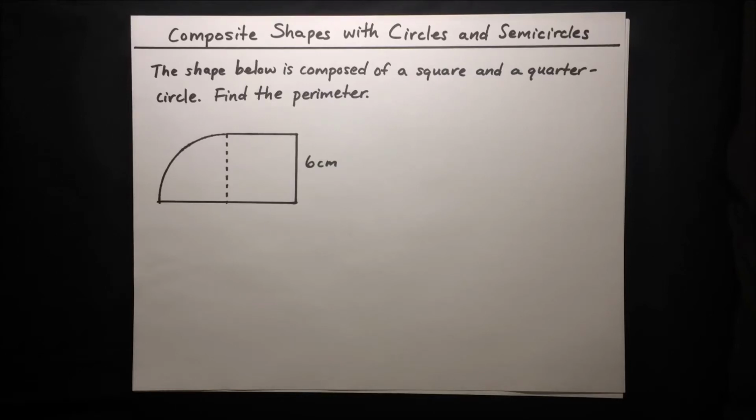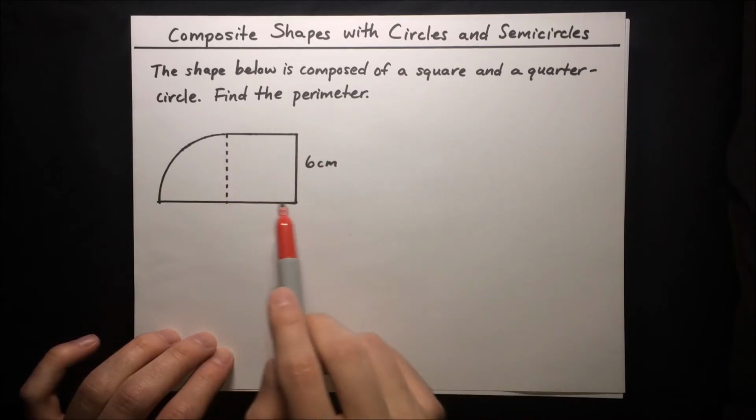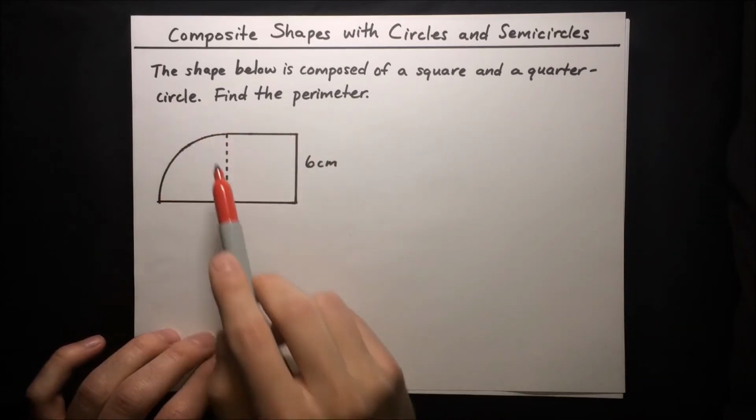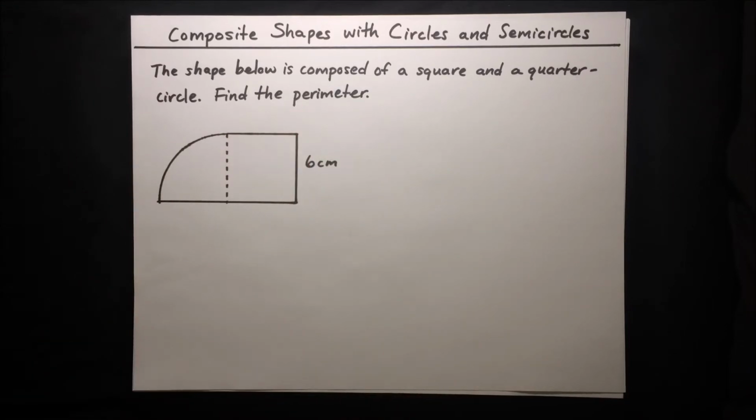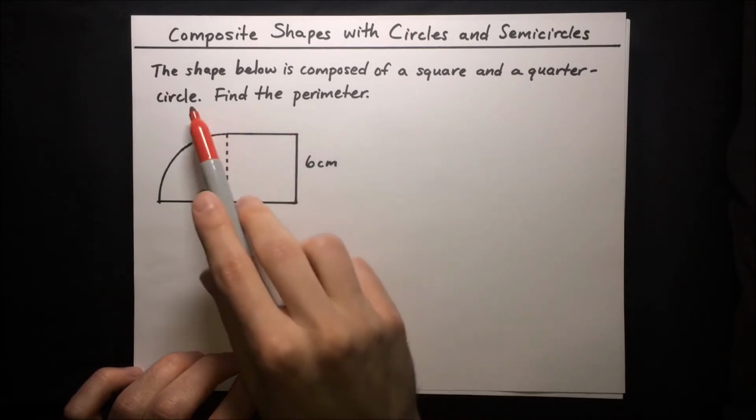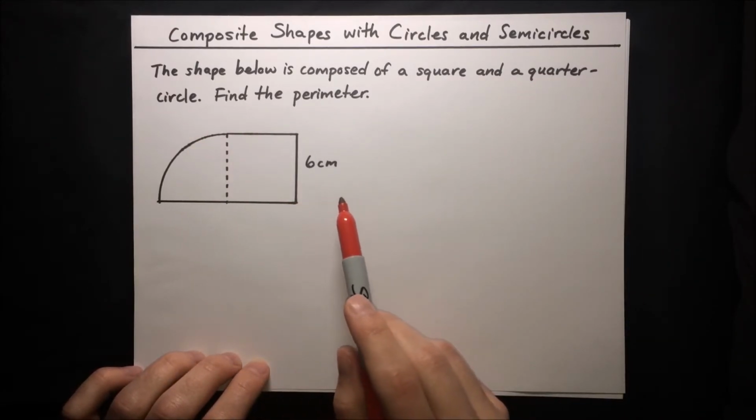In this video, I'm going to show you how to find the area and perimeter of composite shapes involving circles and semicircles. For example, this shape here is composed of a square, right here, and a quarter circle on the left side here, and we want to find the perimeter. The key to this problem is to use what we know about squares and quarter circles to label some of the other parts in this diagram, and that'll help us find the perimeter.